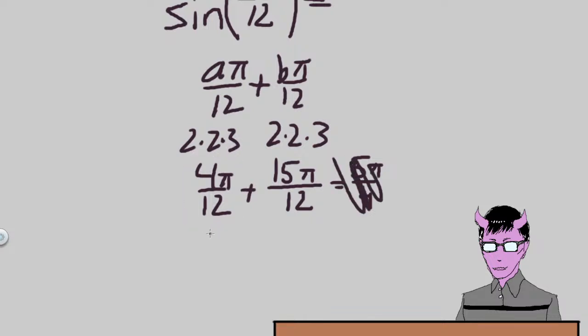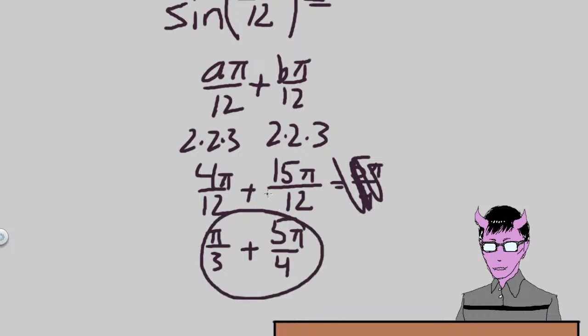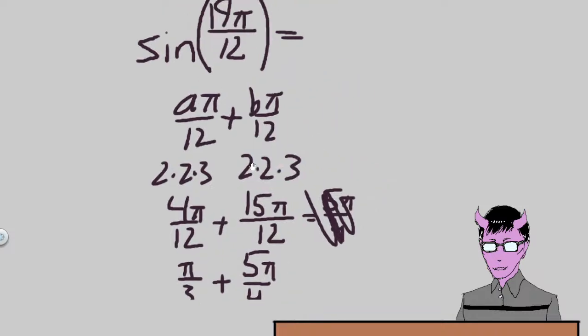So we have this one, which simplifies into pi over 3, and this one, which simplifies into 5 pi over 4. We can evaluate these inside trig functions without the aid of a calculator. So this is probably the simplest breakdown of the situation.